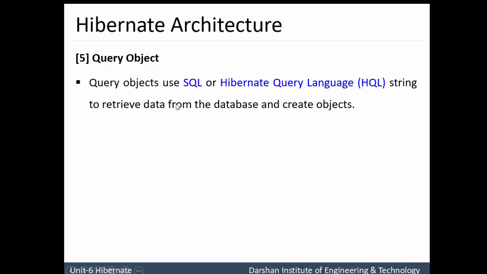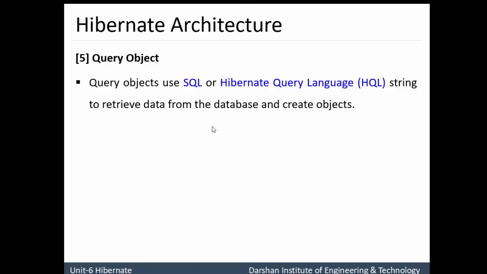Query objects use SQL or Hibernate Query Language strings to retrieve data from the RDBMS and create its objects. For example, when we were working with JDBC, if I want to retrieve any record from the database, let's say select star from table name student, then what will happen? All the records will come into the ResultSet interface. And now it is the task of the developer to handle this result set properly to retrieve all the data.